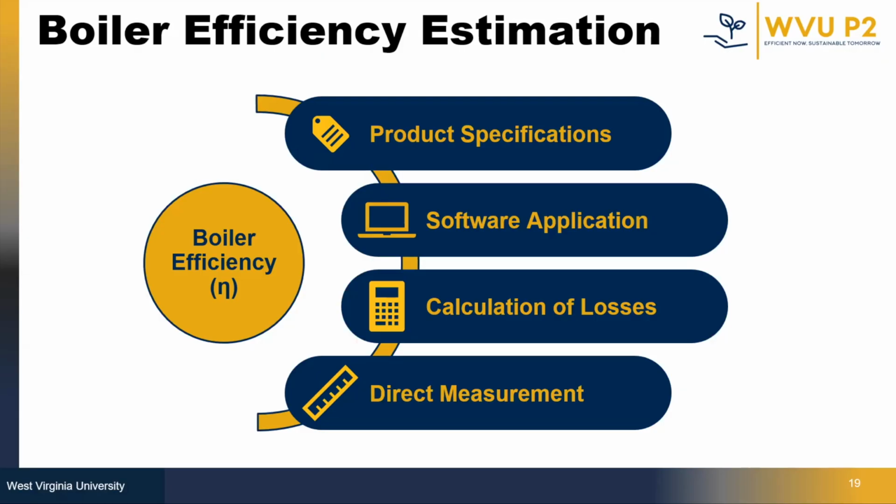So how do we determine the boiler efficiency? There are several approaches. They generally represent a trade-off between complexity and accuracy. We can use product specification, software application, calculation of losses, or direct measurement. Let's discuss each of these in more detail.